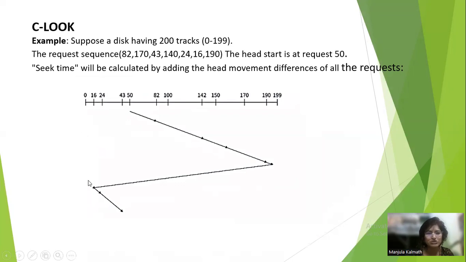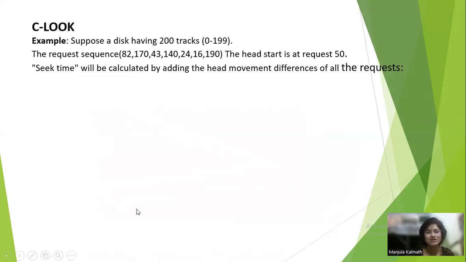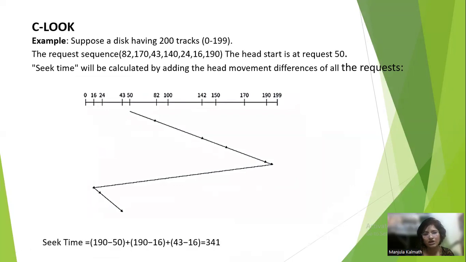When it reverts back, the first service will be 16. It cannot go up to 0, whereas in the case of C-SCAN, it goes up to 0. Now here it is 16, and from here again the remaining files it will service. So the total seek time taken for this one is 341 here. 341, for C-LOOK.